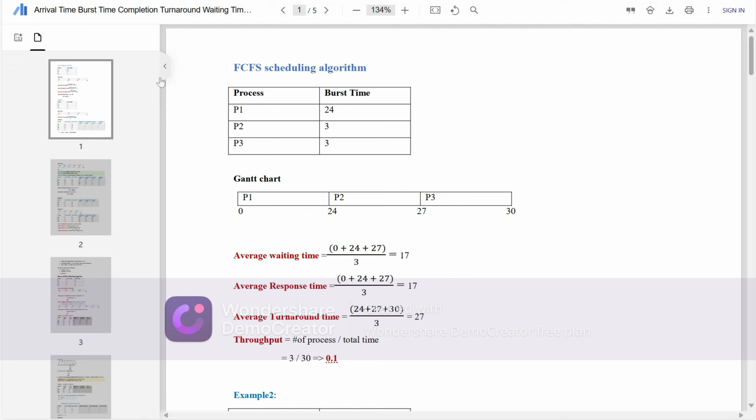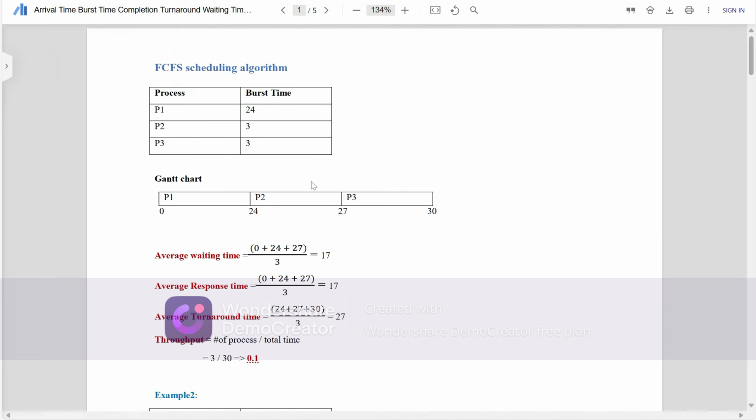Okay, let me show you a simple example that illustrates the first come first served scheduling algorithm. For example, here there are three processes, P1, P2 and P3, and each process has its own burst time. For example, P1 has 24, P2 has 3, P3 has 3. If the processes and the burst times are given, we can calculate the average waiting time, the average response time, the average turnaround time, and the throughput also.